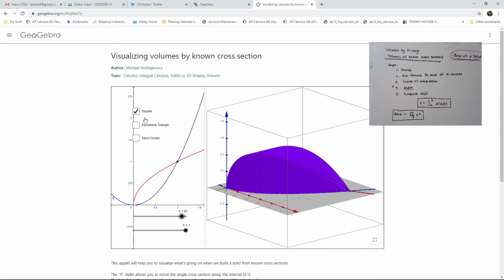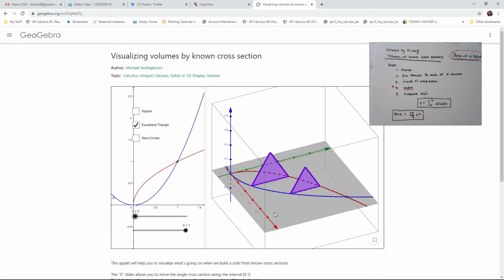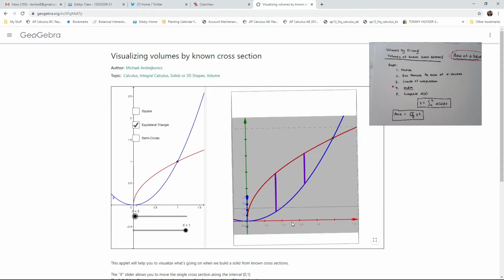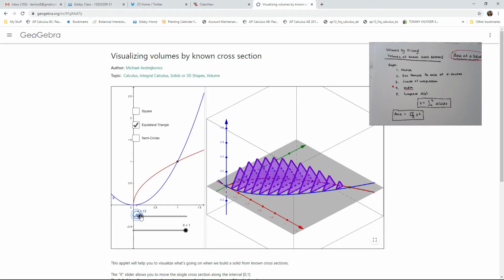If I change this to equilateral triangles, there's a couple in there. Again, the slices are perpendicular to the x-axis, and we call the width the distance between either the curve and the x-axis, or in this case, since we've got area between two curves, the width would be top curve minus bottom curve. That would equal the length of this triangle side. And again, the more we have, the better our approximation.